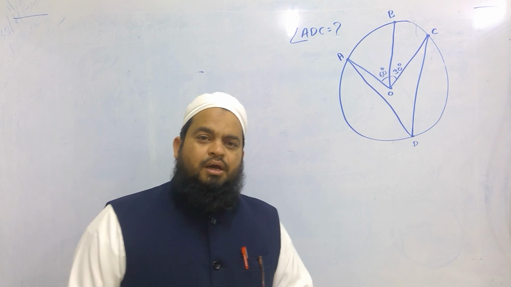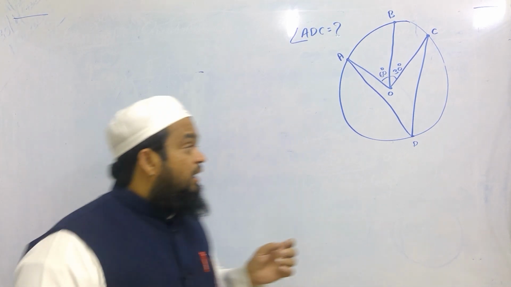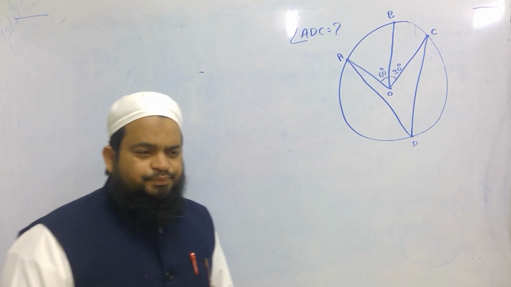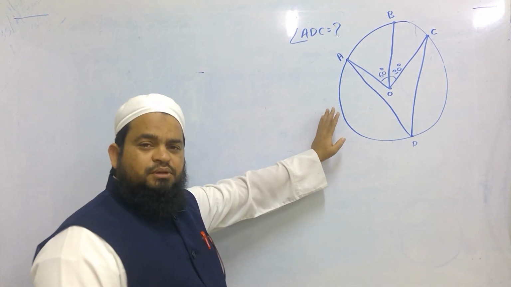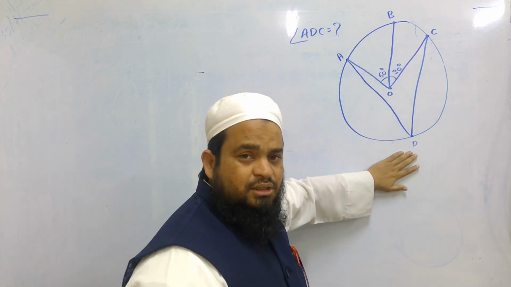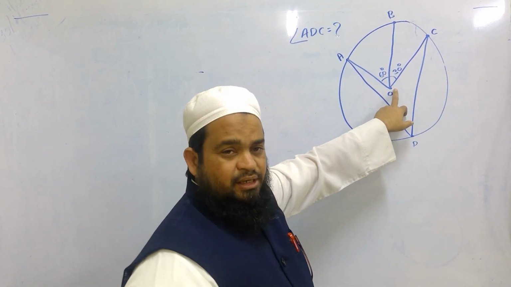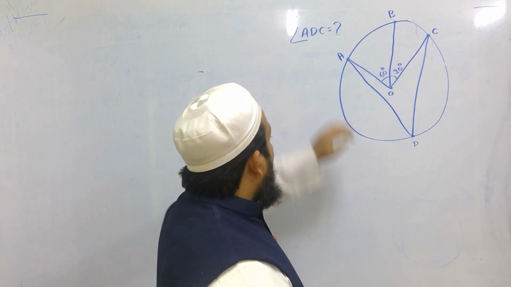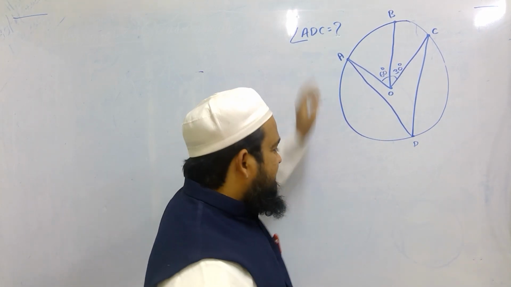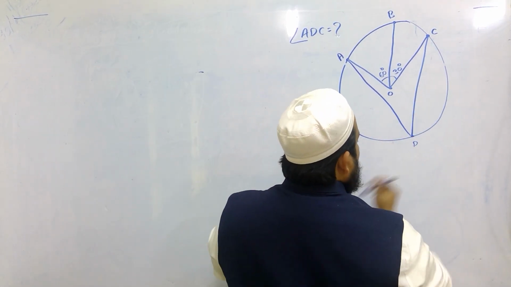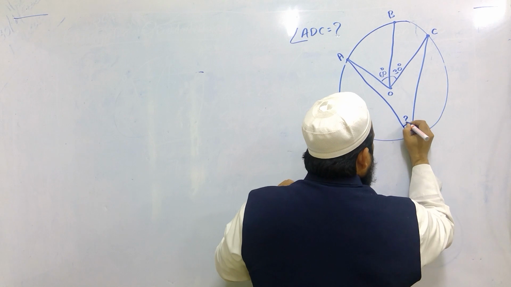Till now we have seen all the theorems of circles. Is it right? Now it's time for some application level problems. See, in this figure, what is given? A, B, C, D are points on the circle, and O is the center. These two angles are given, and they are asking angle ADC. That means he is asking this angle.